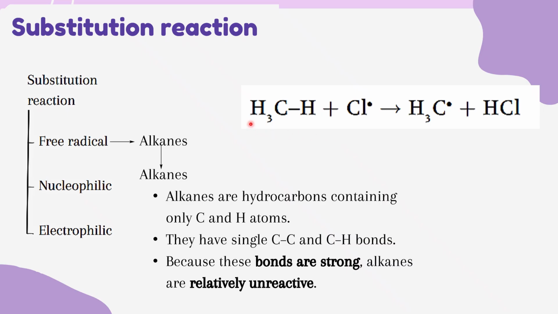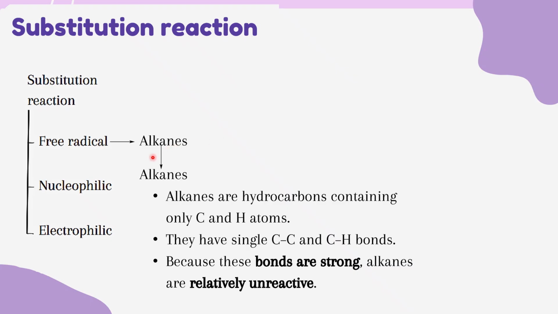So this is called the substitution reaction, where one atom takes the place of another atom in the reactant, or it substitutes that group in the reactant. So this is called substitution reaction. Now free radical substitution reaction occurs in case of alkanes. Only alkanes undergo free radical substitution reaction. Now let us understand why.